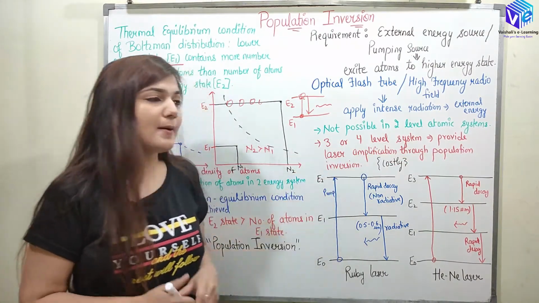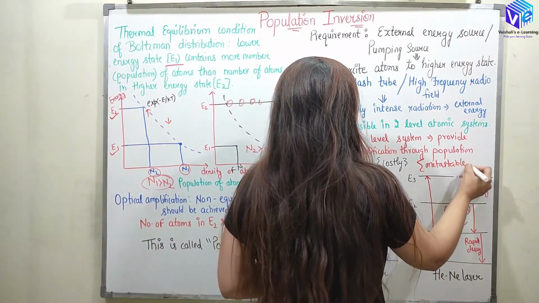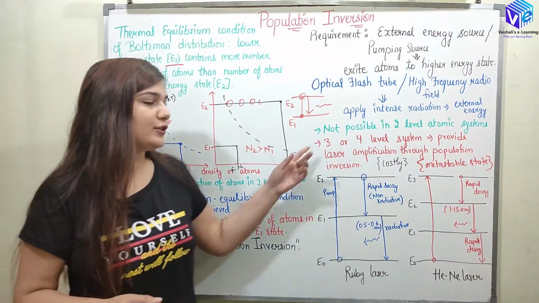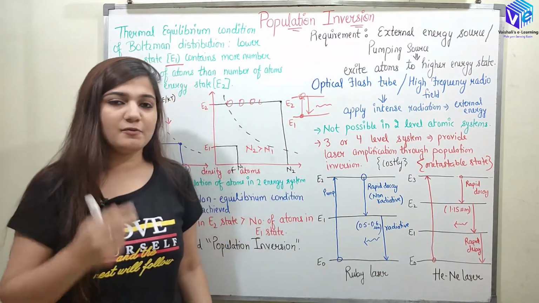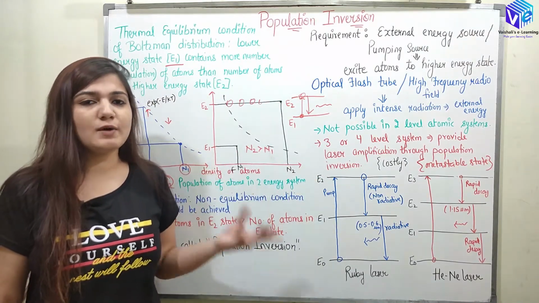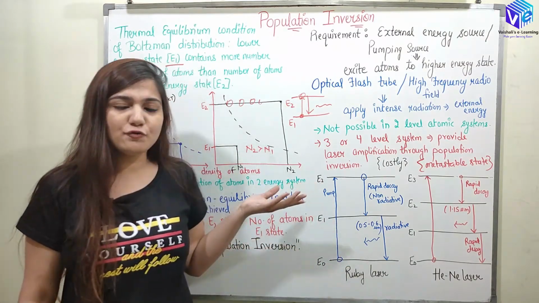Here we will be having the metastable state. So with the help of a 3 or 4 level system and with the help of a metastable state, I will be providing the laser amplification, which is the requirement of the lasing action. So here this is the energy band diagram of the ruby laser.